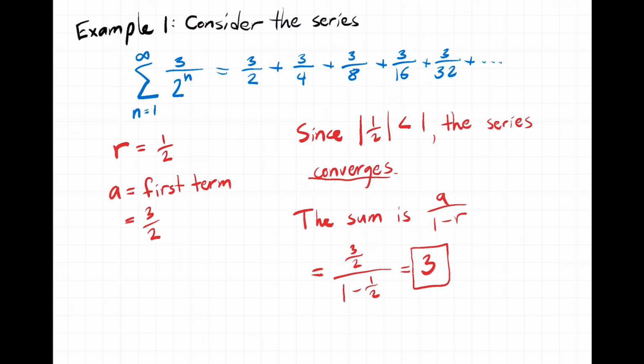If you want to check this, you could check this by actually computing some partial sums. 3/2 plus 3/4, what is that? Add 3/8 to that, what is that? Add 3/16 to that. You're always going to get a number that is getting closer and closer and closer to 3. But it's always a bit less than 3. But the more terms you add, the closer that result gets to 3, the smaller the gap gets between that partial sum and 3. So you can satisfy yourself that this series does converge to 3 by adding up some of the terms. So there we go. Let's look at the next example.